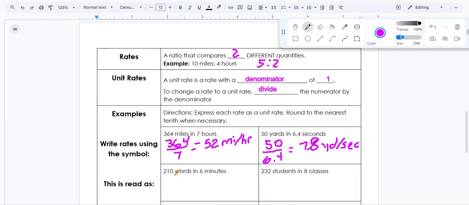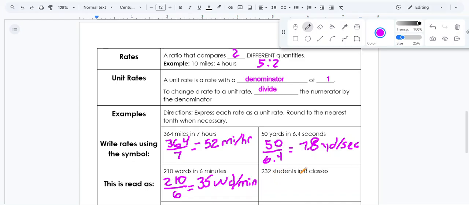All right, my next one, I got 210 words in 6 minutes. So I'm going to write my ratio, 210 to 6. To find my unit rate, I do 210 divided by 6. 210 divided by 6 is 35. So I'm doing 35, and this says words to minutes, right? So I'm going to write WD for words because I'm running out of space, and then MIN for minutes. So all you're doing is writing a ratio, and then you simplify it by dividing the numerator by the denominator, the top by the bottom.